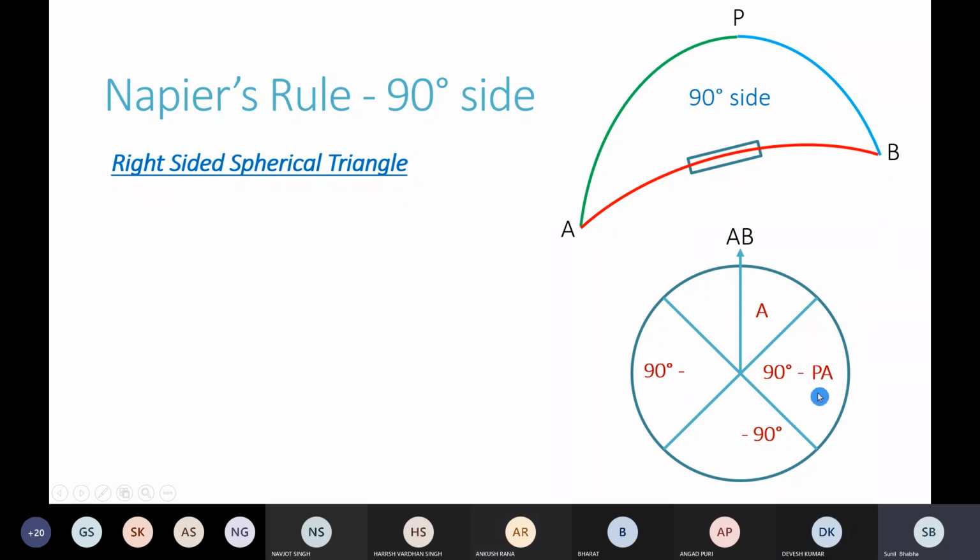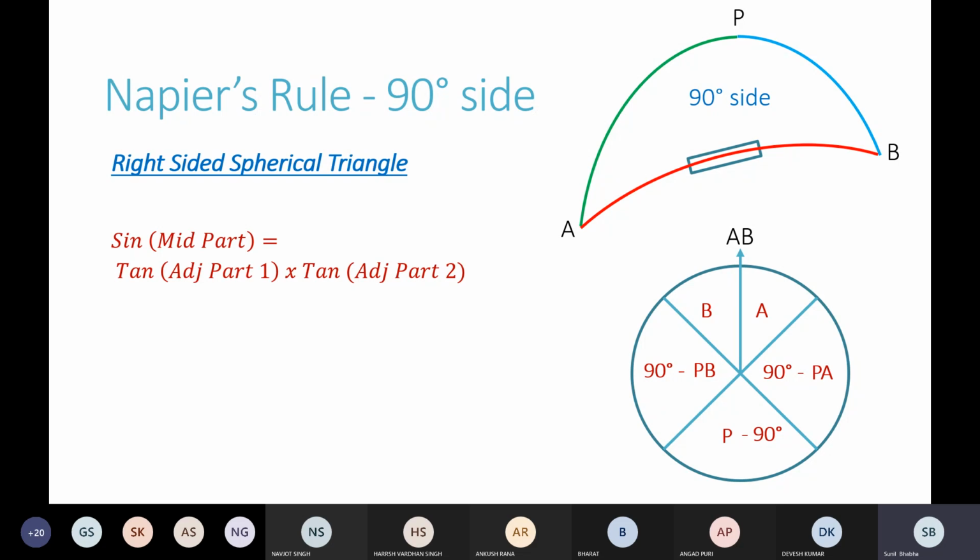Then the next part is angle P. P minus 90. Very good. Next, 90 minus side PB. Very good. And the last one is angle B. So all our parts have been filled up. The circular diagram, the cartwheel, is filled up.